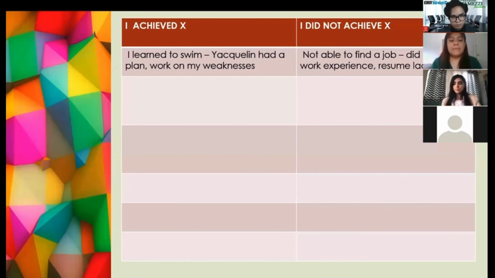These are just general examples. So think about it in your situation. We'll give you a minute or so to really think.